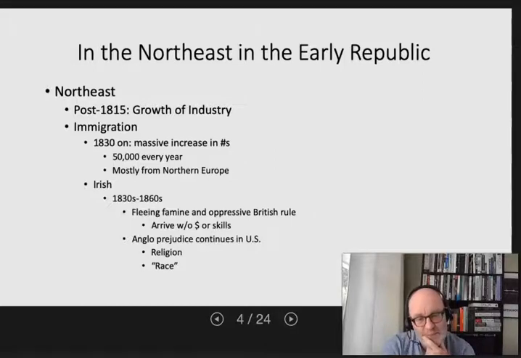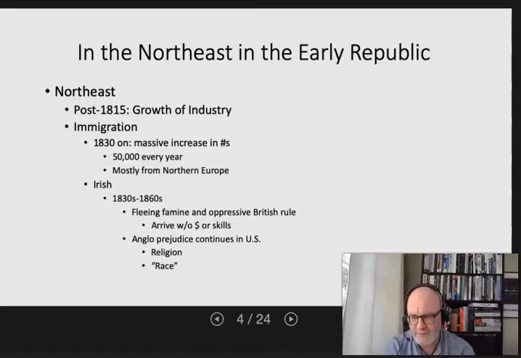We begin to see what is the first wave of Irish migrants in the 1830s. This really ramps up in the late 1840s because of the potato famine. The British are terrible.